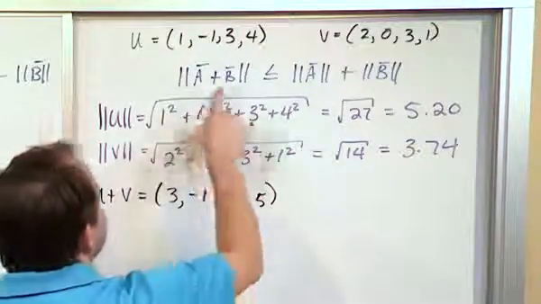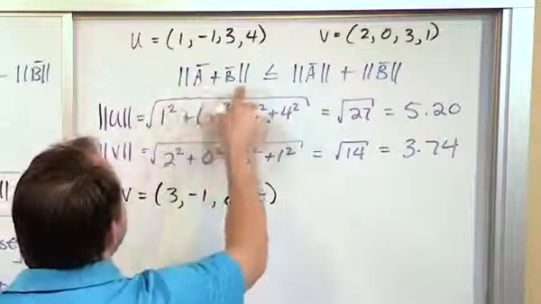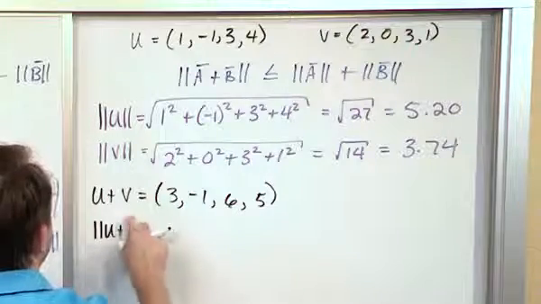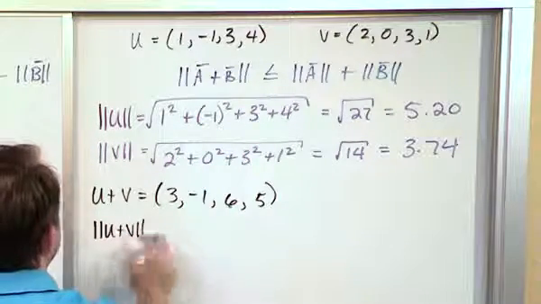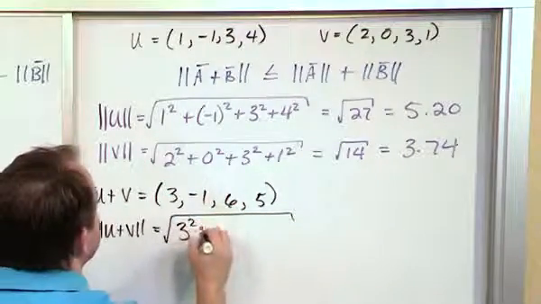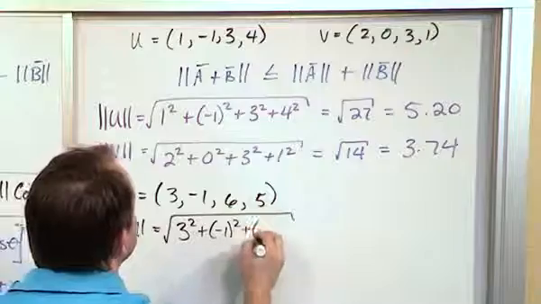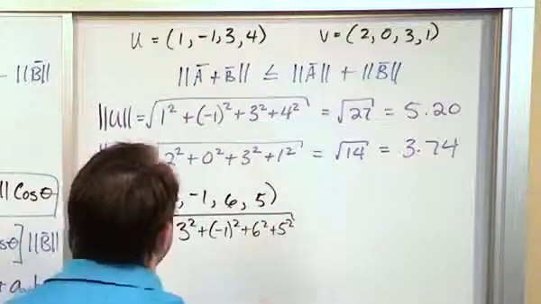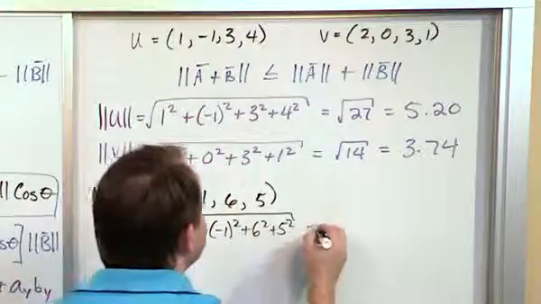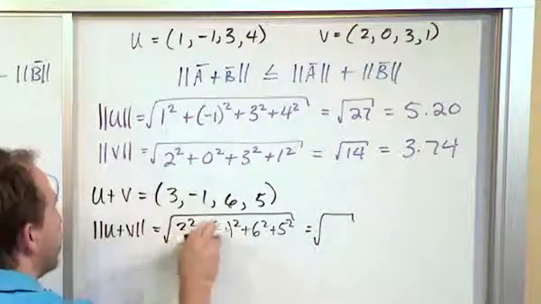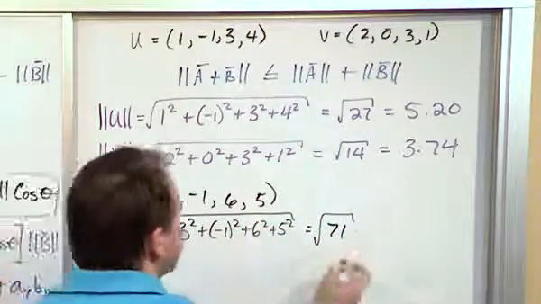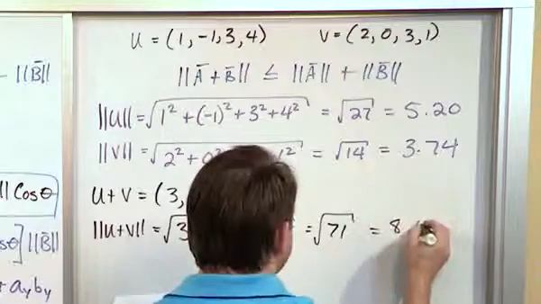Now, because of the triangle inequality, we need to find the magnitude of the resultant. So we'll do the magnitude of U plus V, and that's going to be the square root of the components squared: 3 squared plus negative 1 squared plus 6 squared plus 5 squared. We're just taking the square root of the squares of each of those added together. You get 71, and when you take the square root of that, 8.43.